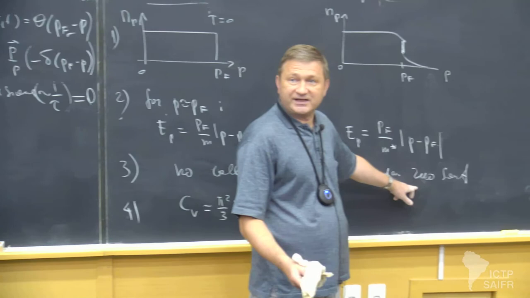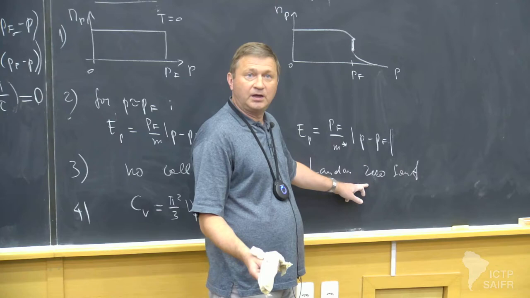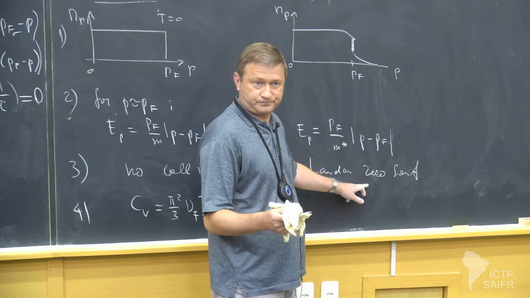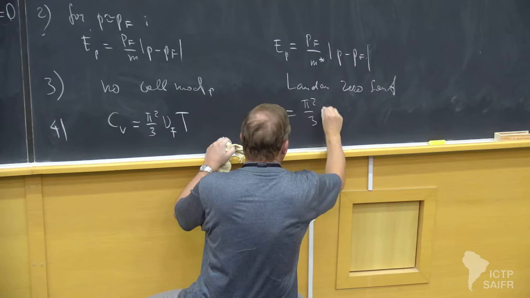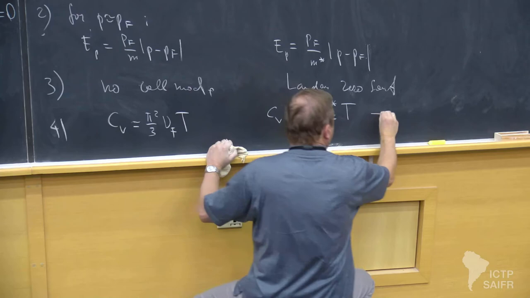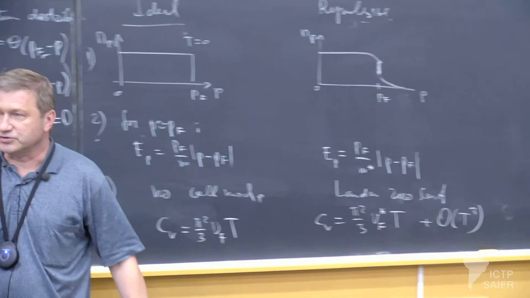But this one is like phonons in metals. It's a linear dependence of the spectrum. And if you remember from this course, it's a T to the cube. Collective excitations at small temperatures contribute like the third power of temperature. So what you would have is C_V equals pi squared over 3 density of states with a star times temperature, plus the contribution of the collective mode, the zero sound, but at small temperature this is negligible.